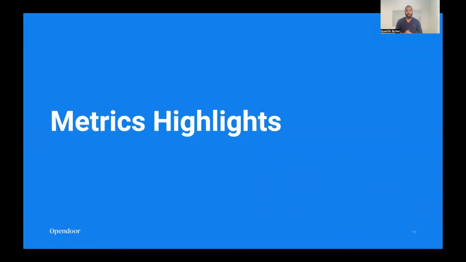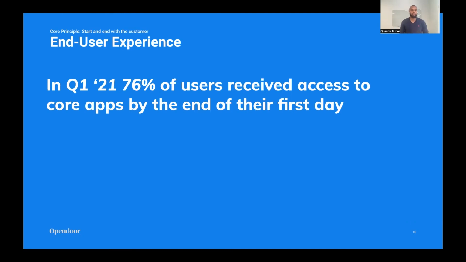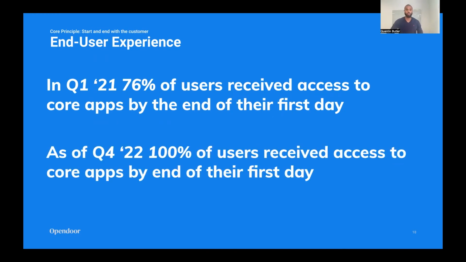Okay, so let's talk about metrics highlights. This is the fun part. One of our core principles is to start and end with the customer. In this case, the customer is our end users. In Q1 of 2021, 76% of users received access to core apps by the end of their first day. As of Q4 of 2022, 100% of users received access to core apps by the end of the first day.